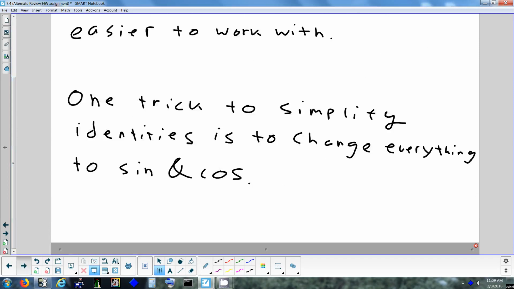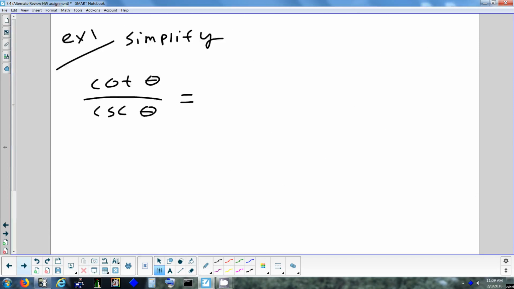All right, so let's try this one. It says to take the cotangent divided by the cosecant. Notice I don't have any specific numbers here. You don't need specific numbers. This formula that we're going to come up with works for anything.